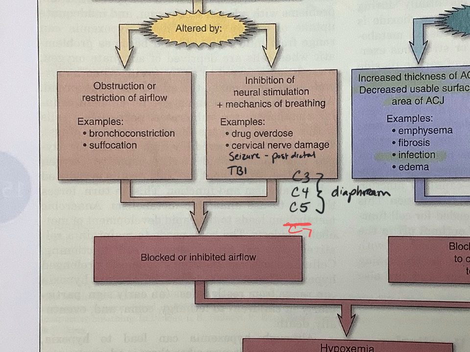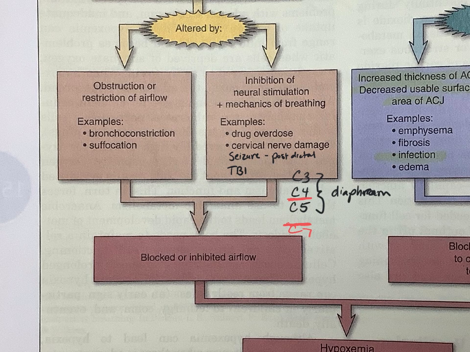What about if we hit between C4 and C5? I still have C3 and C4. So we still have ability to have that nervous control of the diaphragm.